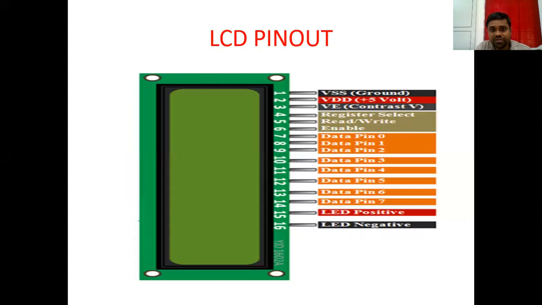The LCD pins are numbered 1 to 16. I have already explained that some LCDs have 16 pins, some have 14 pins. The 15th pin is the LED positive and the 16th is the LED negative.